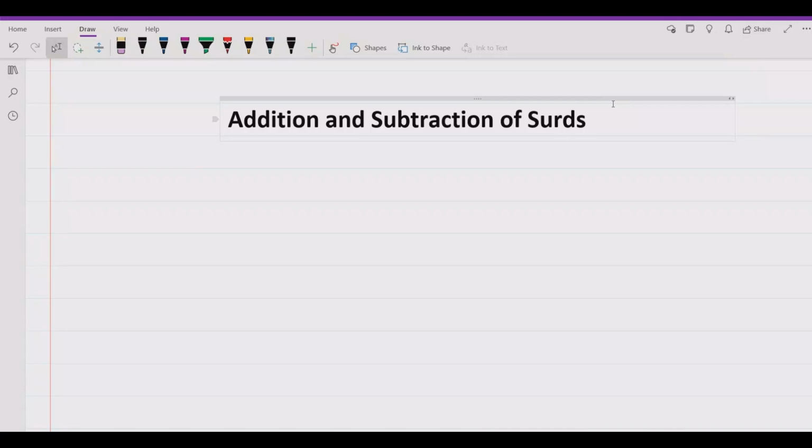Today we will learn about the addition and subtraction of surds. If you want to know what surds are and what the types of surds are, please see the playlist. We already covered these topics, so watch that video first, and after that you can understand the addition and subtraction of surds.